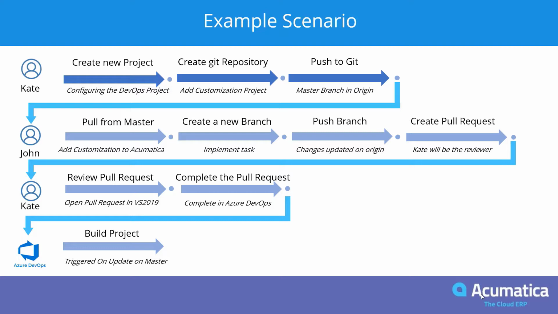Once he has completed the code changes, John will push the code to Git and also will create a pull request. Kate will then be notified and she will review and complete the pull request. Finally, once the pull request has been completed, DevOps will automatically build and check the project for us.